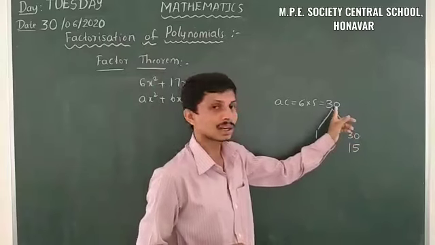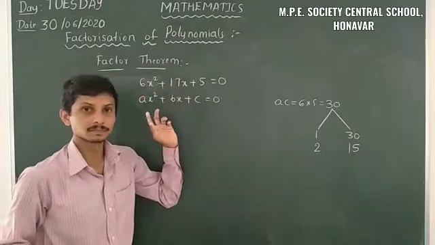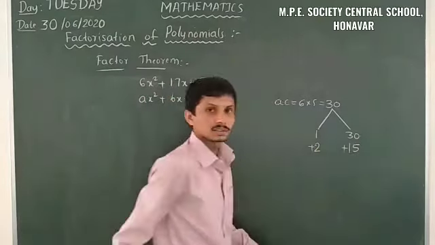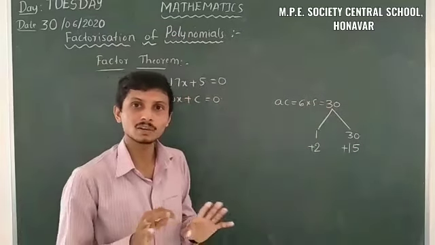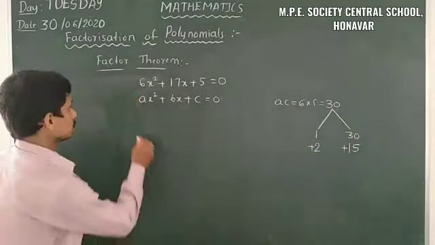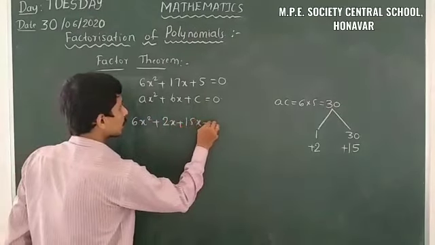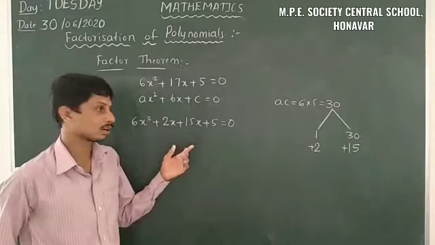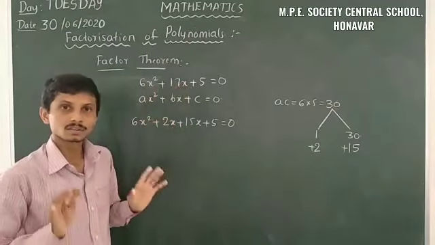So after multiplication we have to get the value of a into c, and after addition we have to get the value of b. So plus 2 into plus 15 is equal to 30 and plus 2 plus 15 is equal to 17. The value does not change here. So we have to take it in the equation. 6x square plus 2x plus 15x plus 5 is equal to 0. Check whether the value changes or not. 2x plus 15x is equal to 17x. So the value is correct.